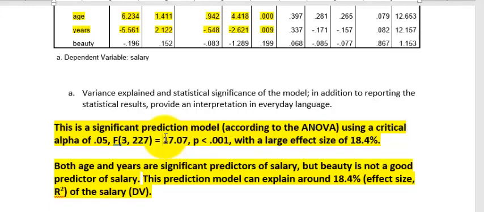So this one is a real strong model, significant, and you can explain about 18.4% of the variance of the DV, which is the salaries. And it's large, and it's R squared.